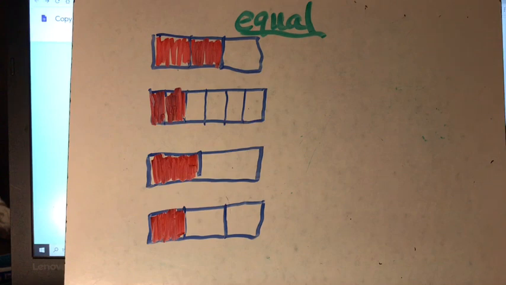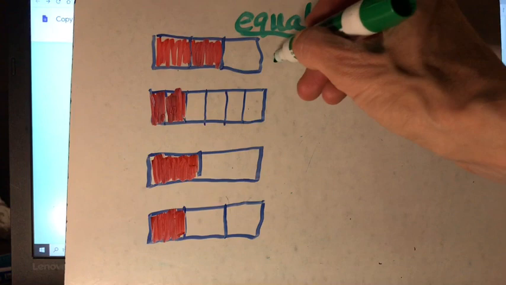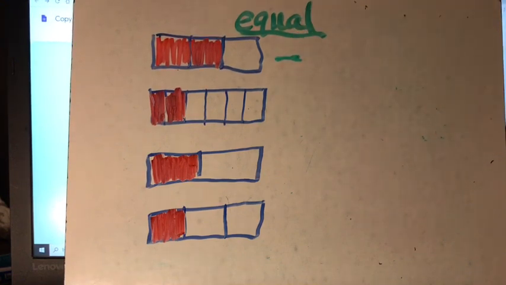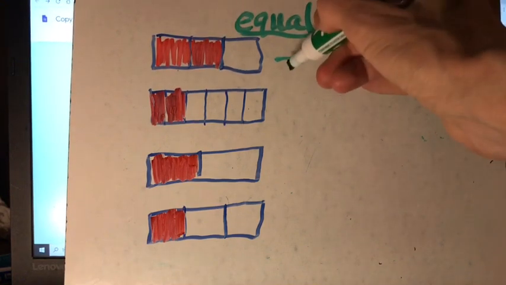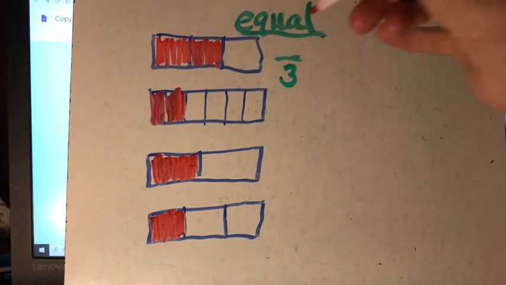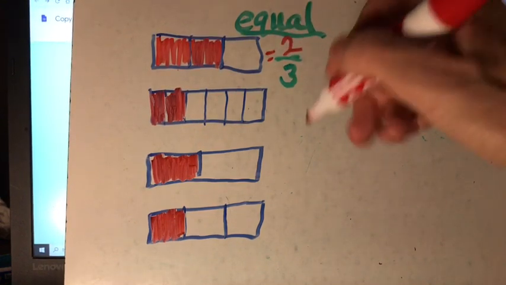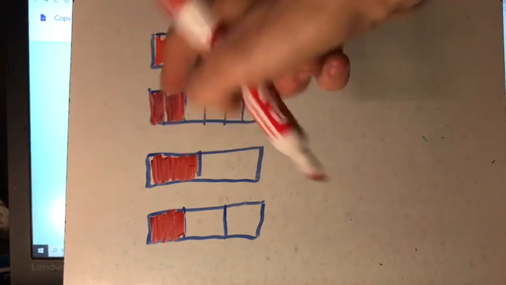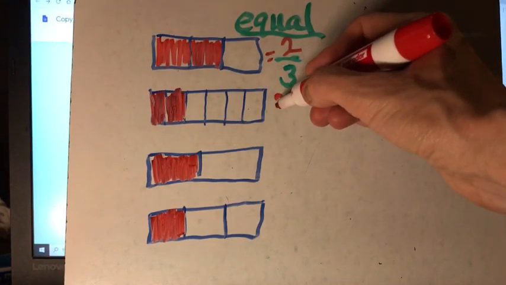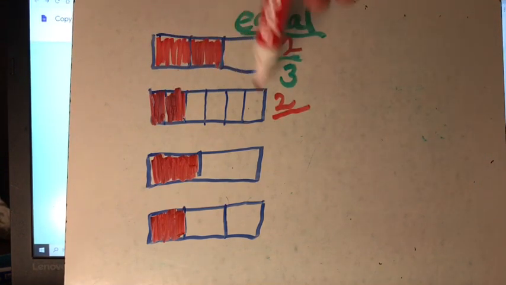So let's go ahead and find out what the fraction are for each of these. All right, so the first one for shaded, there's 1, 2 shaded out of a total of 3. Remember, the total goes on the bottom, and on the top we're going to put the shaded. So this first one is 2/3. Let's look at the next one. There's 1, 2 shaded out of a total of 1, 2, 3, 4, 5, 6.